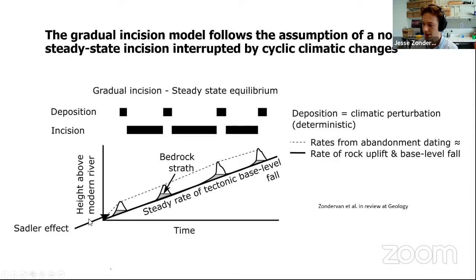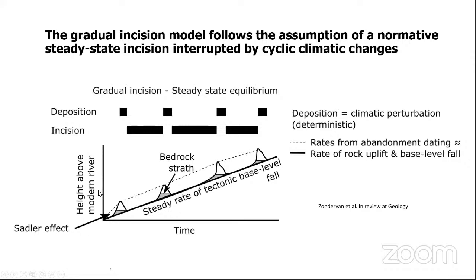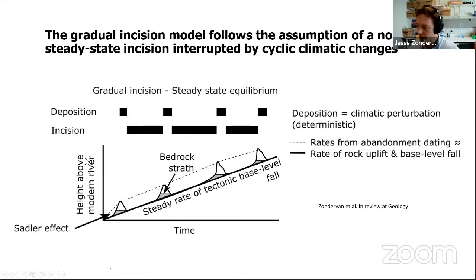So let's have a look at the graph here. Let's see if I can have a pointer. Can you see my mouse actually? Yes, we see. Okay, so I don't need a pointer. There we go. So you have the height above the modern river on the y-axis against time on the x-axis. So we go back in time towards the right side.